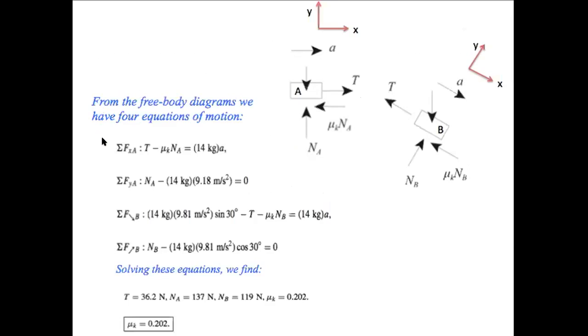So from the free body diagram, we have 4 equations of motion. When we solve these equations, we find T, NA, NB, and mu k. This is the answer. Mu k is 0.202.